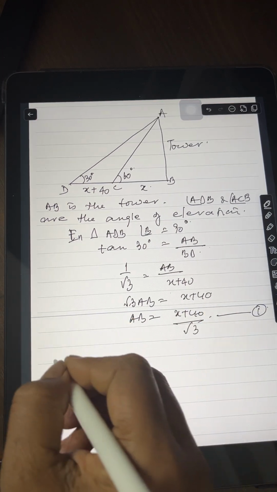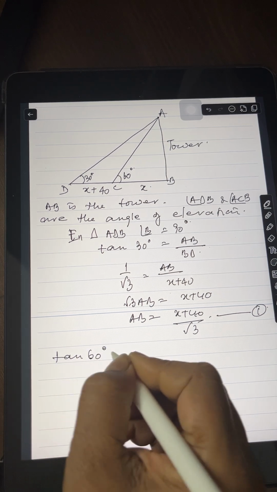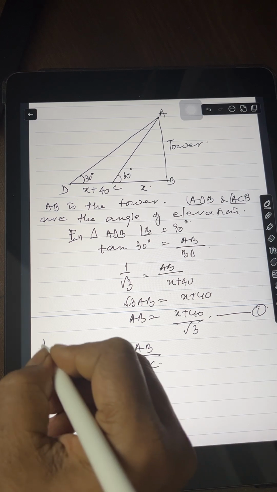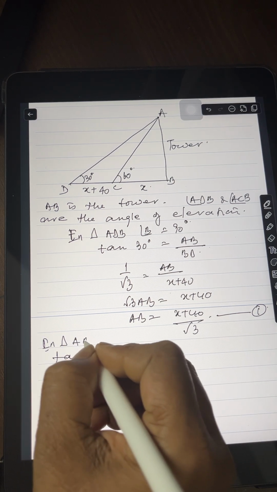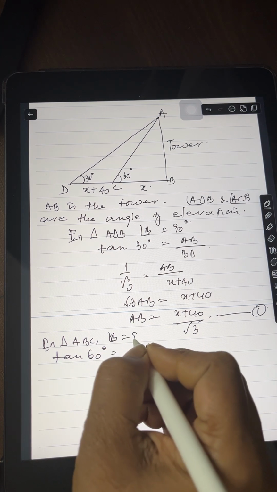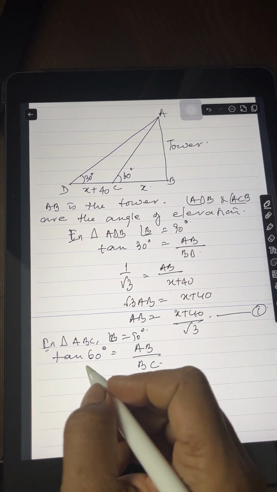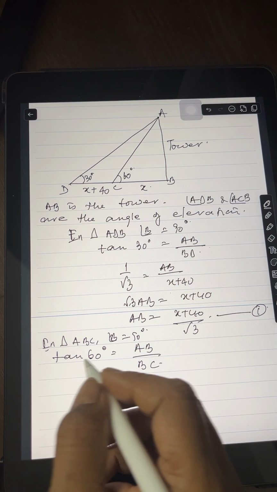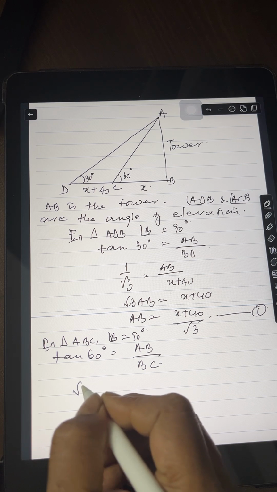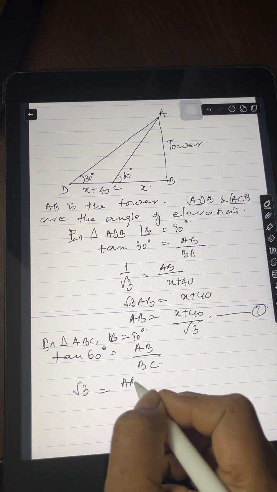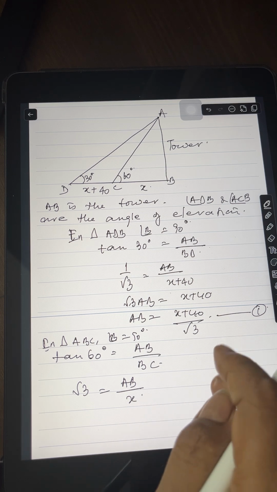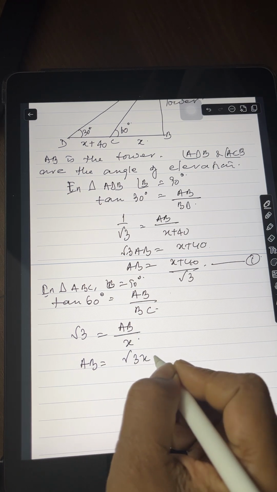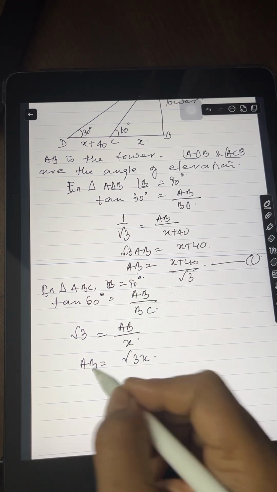Now again tan 60. In triangle ABC, angle B is equal to 90 degree. So tan 60 is equal to AB by BC. Tan 60 is root 3 is equal to AB by BC. BC is x. So AB is equal to root 3x. Now you see here also AB, here also AB.